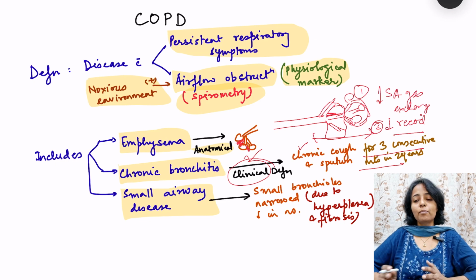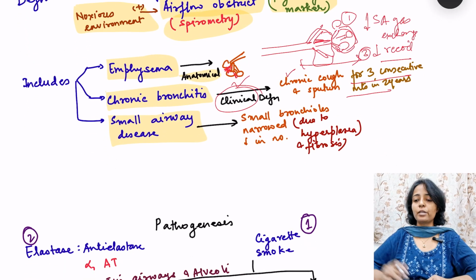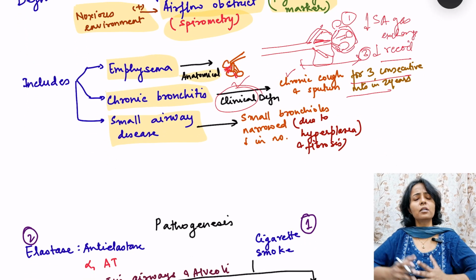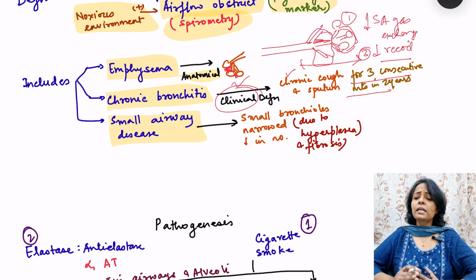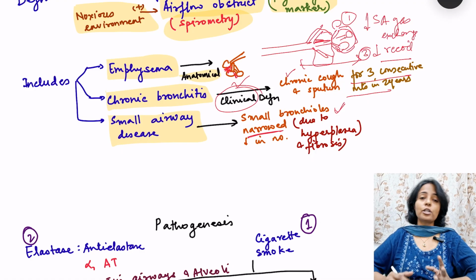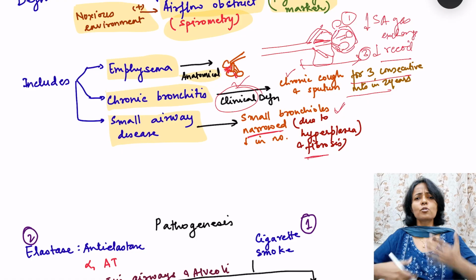So in chronic bronchitis, there will be inflammation in the bronchus. We will see the pathological part of it. There will be inflammation in the bronchus, and there will be other changes as well. Then we have small airway disease, in which the small bronchioles are affected, and there will be narrowing of these small bronchioles due to hyperplasia and fibrosis. So there will be enlargement of the cells and fibrosis is going to take place because there is chronic inflammation, as there is a noxious environment.